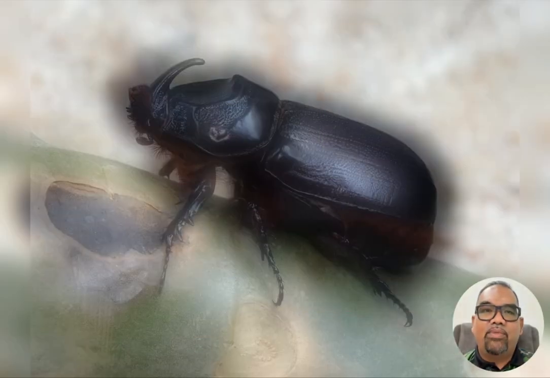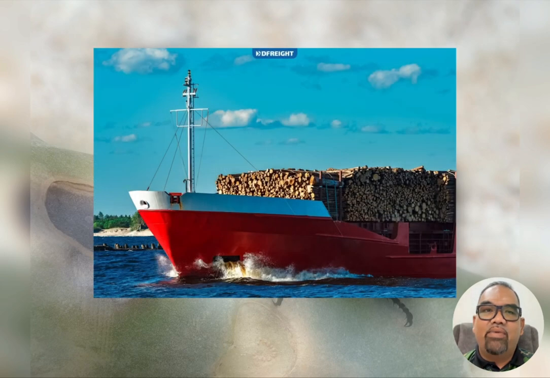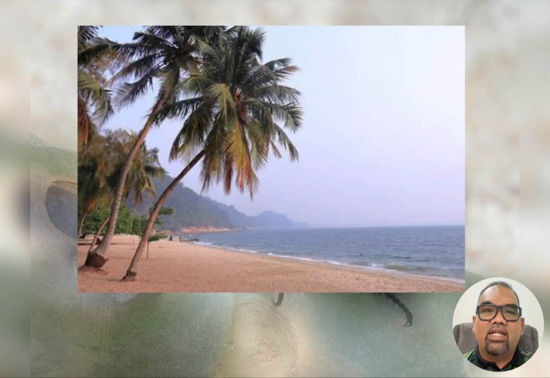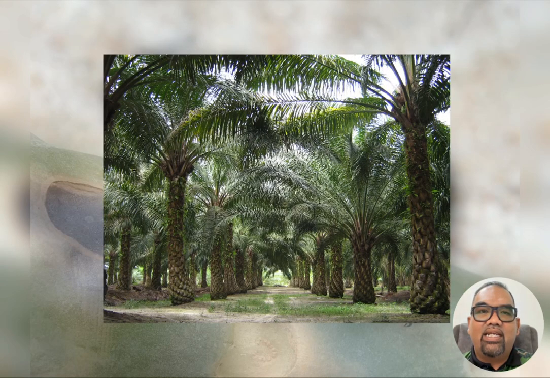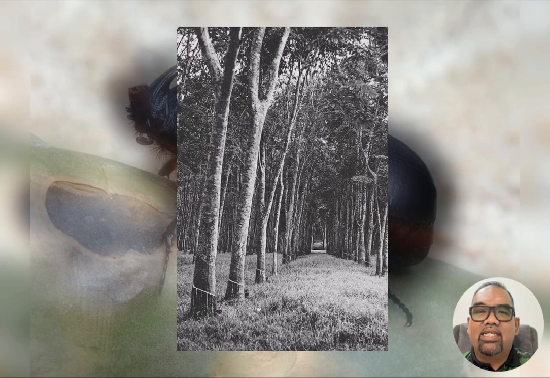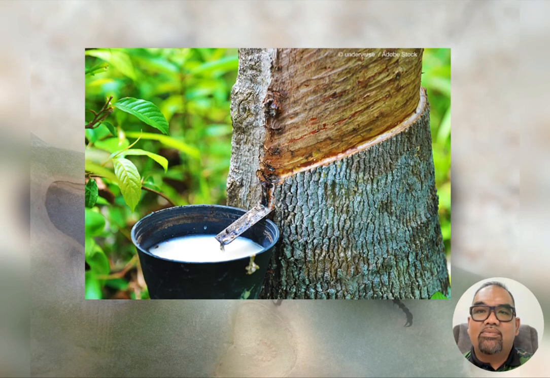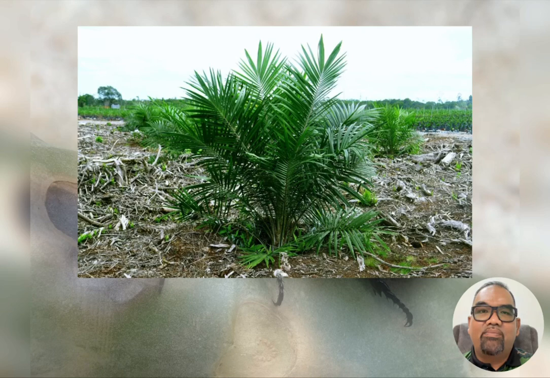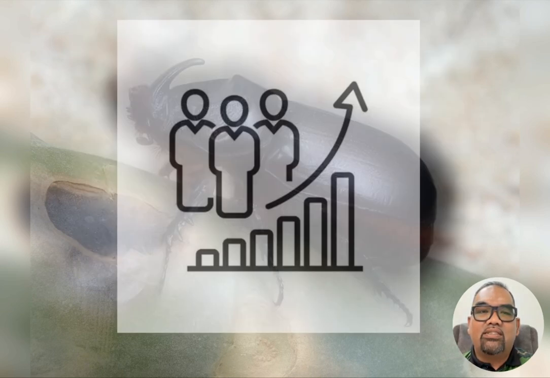Oryctes rhinoceros established itself in Malaysia with the emergence of coconut cultivation, having been introduced via shipping and cargo transport of timber and other materials. The beetles adapted to coconut trees along the Malaysian coastline, leading to their population spread. In the 1970s, oil palm estates replaced old rubber plantations, and rotting rubber tree stumps and young oil palm trees provided ideal breeding and feeding grounds for the beetles, causing a population surge.